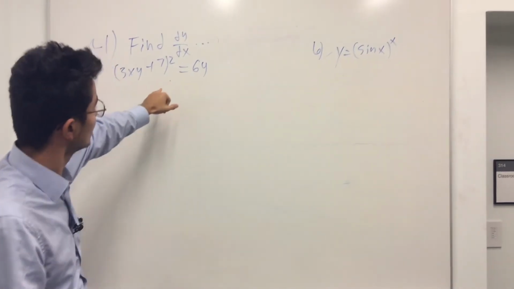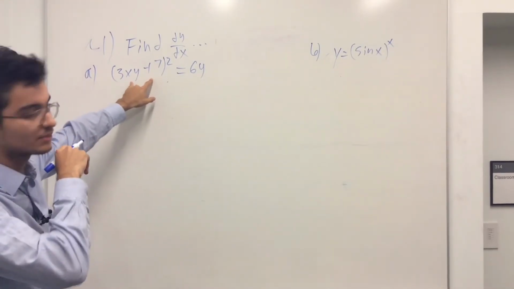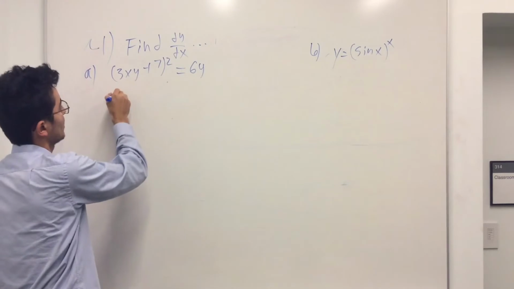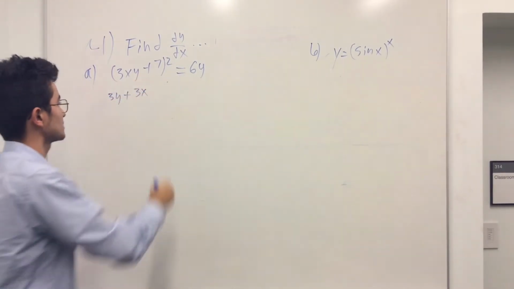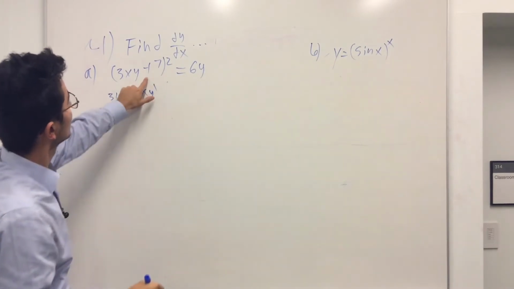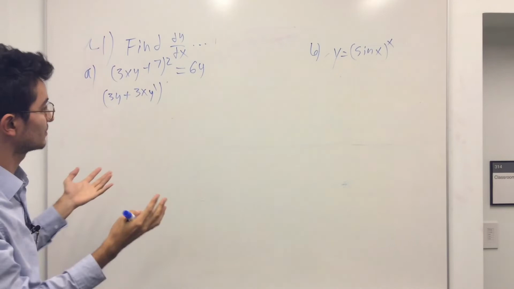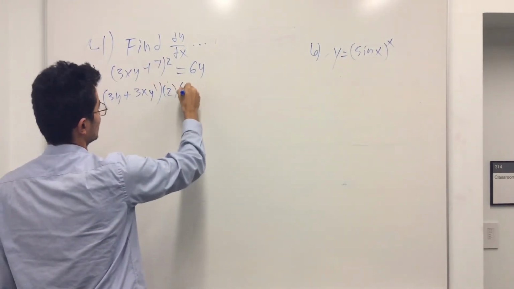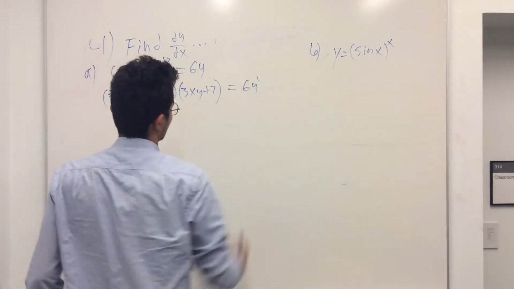So we can go ahead and just differentiate this using the chain rule over here. Take the derivative of the inside, product rule over here. So that's going to be 3y plus 3x times the derivative of y, which is just y prime. Okay? And then we're going to multiply the derivative of the inside times the derivative of the outside, right? So we bring 2 down. So that's times 2 times the original 3xy plus 7. All of that equals 6y prime, right?